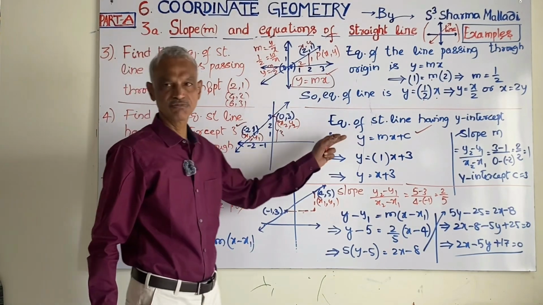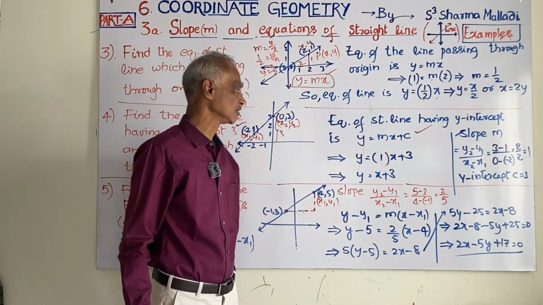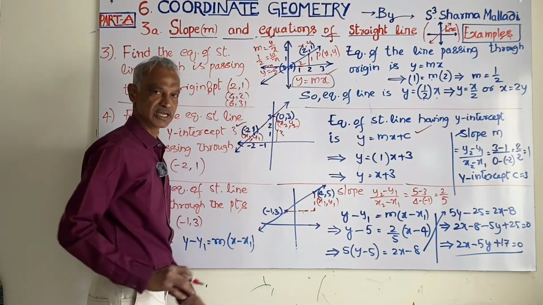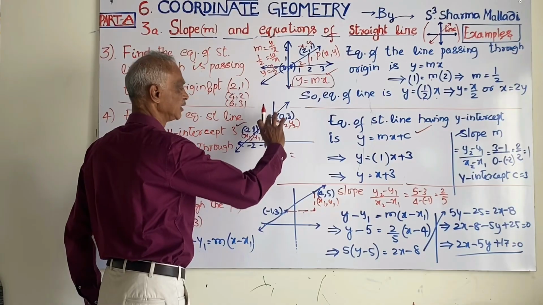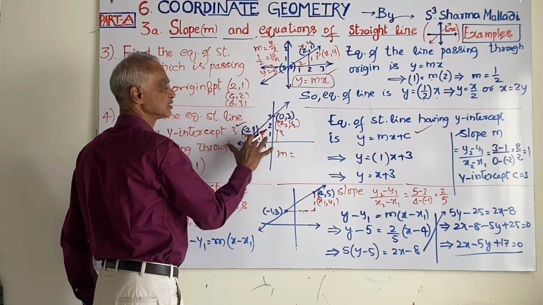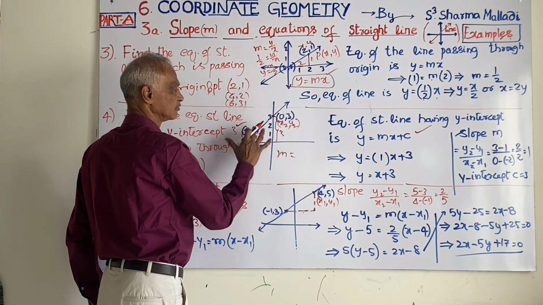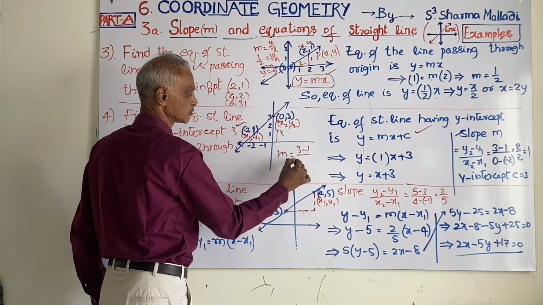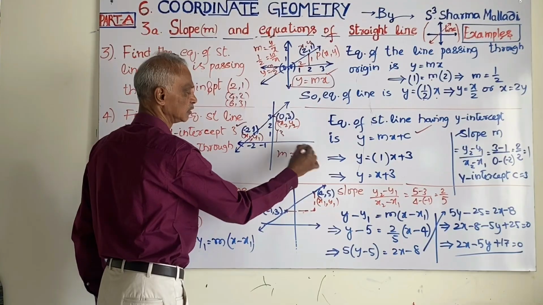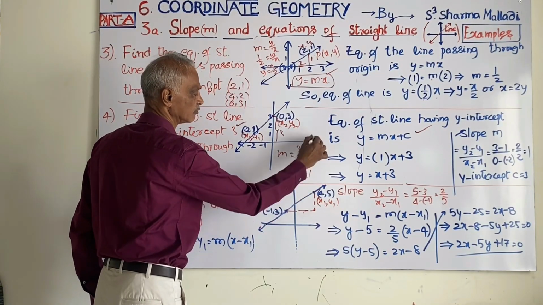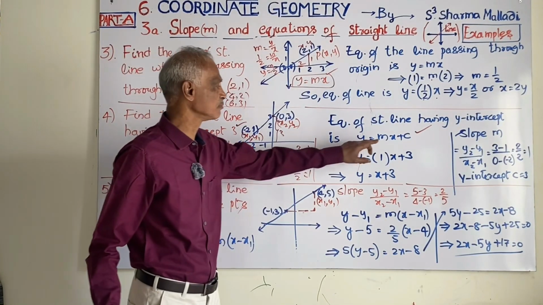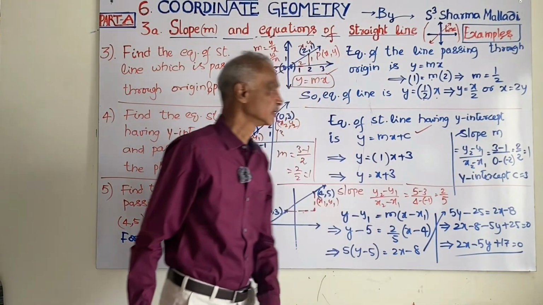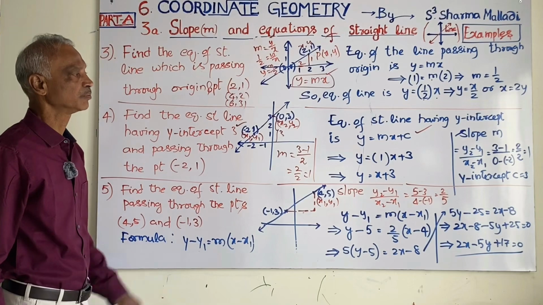Now what is the formula you have? Y is equal to mx plus c. Substitute m. What is the slope of this line? The slope of this line will be m is equal to y2 minus y1 by x2 minus x1. That is 3 minus 1 by 0 minus 2. 0 minus 2 means 2, so 2 by 2 is equal to 1. What is the slope of the line? M is equal to 1.